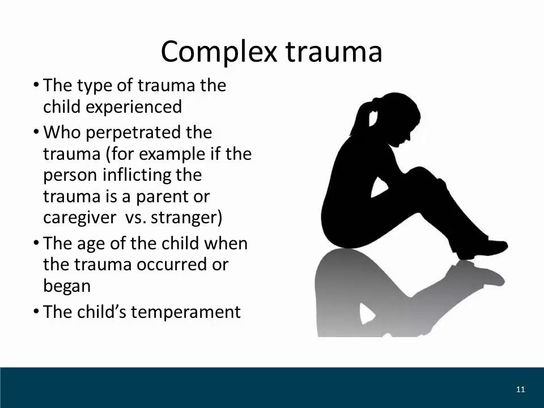The term complex trauma describes the developmental harm resulting from child maltreatment, including physical, sexual, and psychological abuse, domestic violence, and neglect. Factors that play a role in trauma include the type of trauma the child experienced, who perpetrated the trauma, for example, if the person inflicting the trauma is a parent or caregiver versus a stranger, the age of the child when the trauma occurred or began, and the child's temperament.